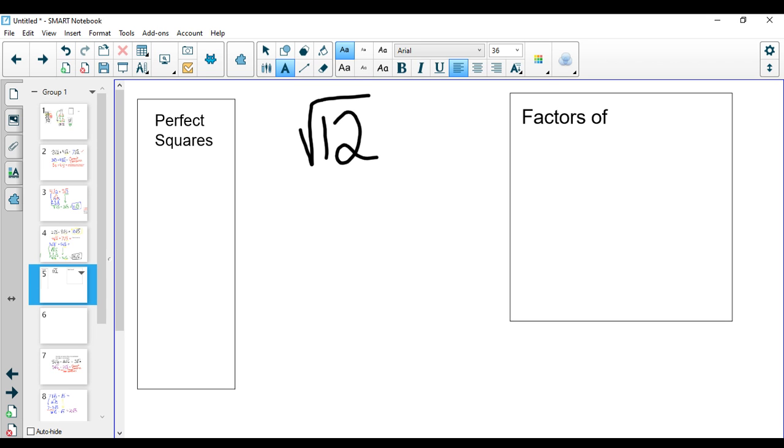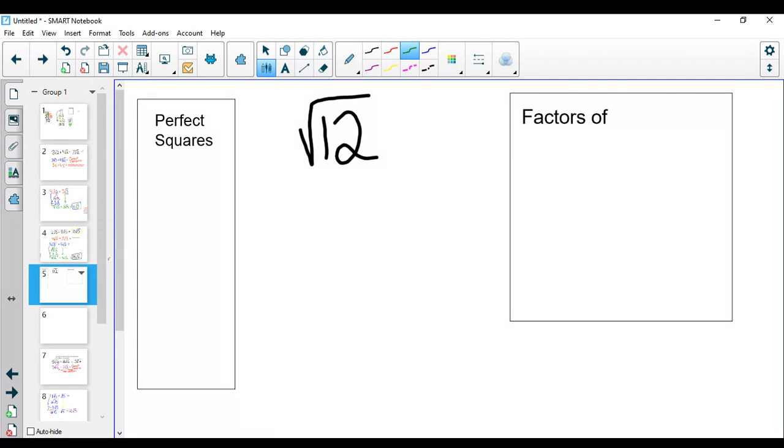Okay, so we're going to start reviewing for topics that you're going to need next year. It's really important that you really understand how to simplify a radical. You're going to use this in your years to come for math class. So radical 12, what you're going to do is first, you're going to figure out the factors of this number.